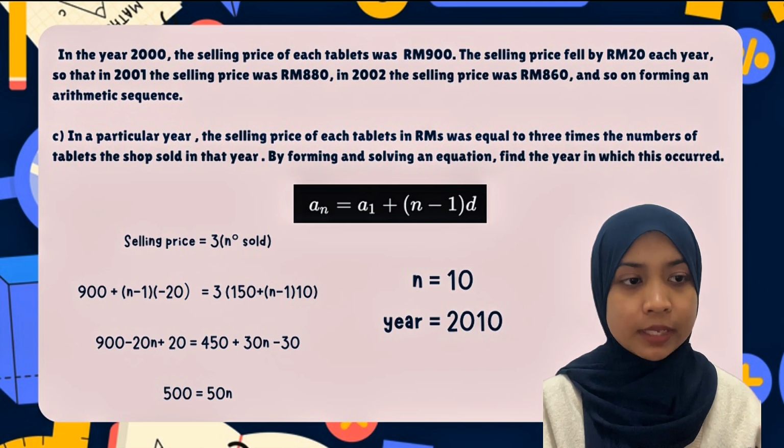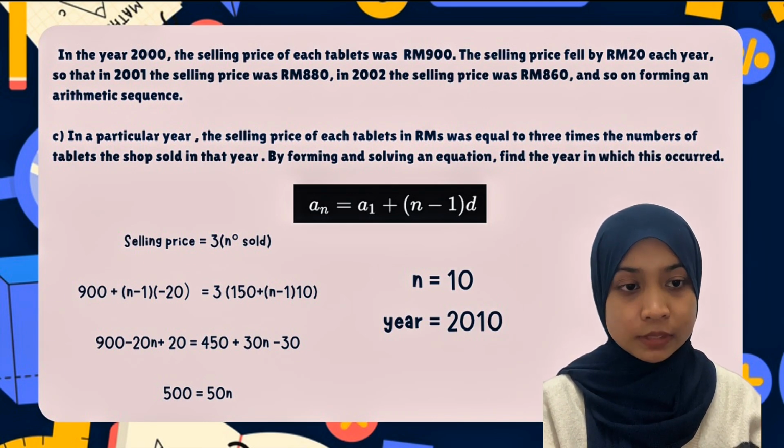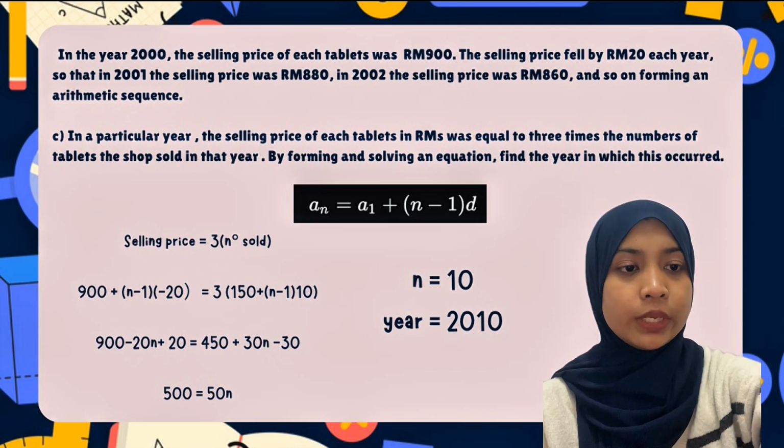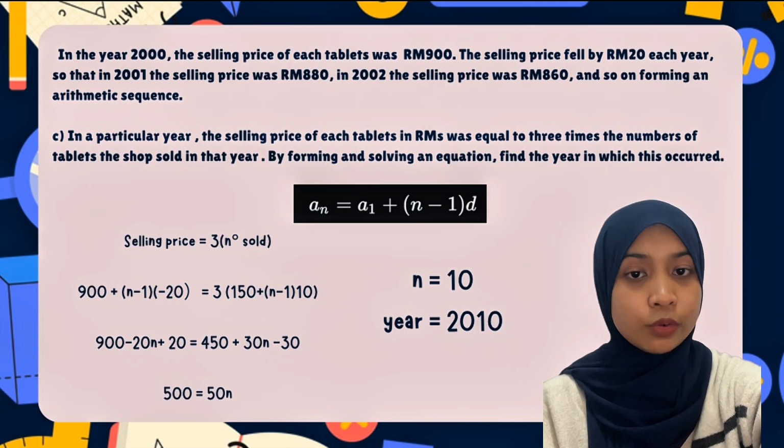Since n represents the number of years after 2000, the year in which they occur is 2000 plus 10, and the final answer is 2010. So we know that n equals 10 and the year is 2010.